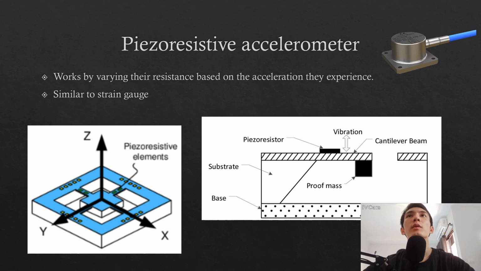Piezoresistive accelerometer. It works by varying its resistance based on the acceleration it experiences. It is very similar to a strain gauge. A piezo element or a piezoresistor is attached to the top or in the cantilever beam. Any deformation will change the resistance value. The change in the resistance value is used to determine the acceleration. Commonly used materials are semiconductors like silicon and other metals.